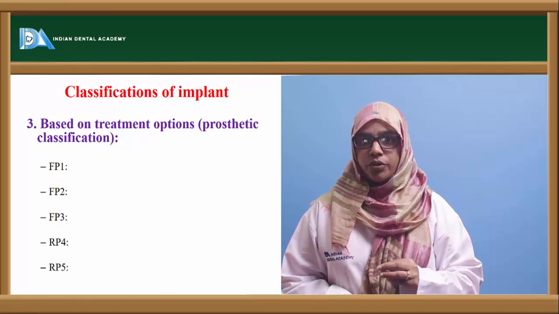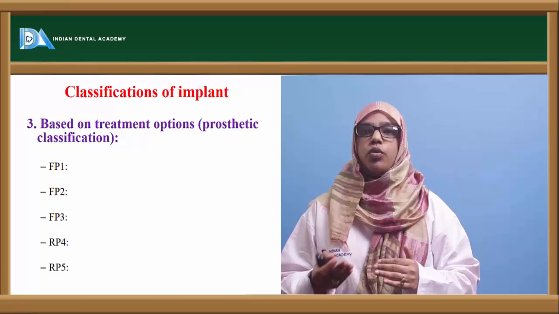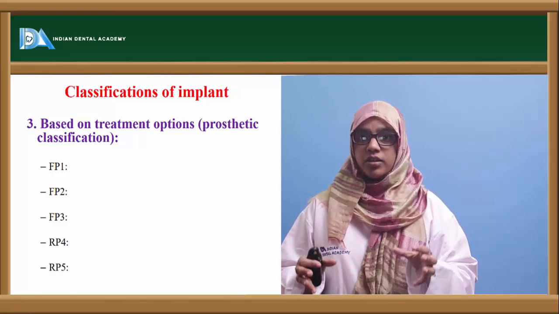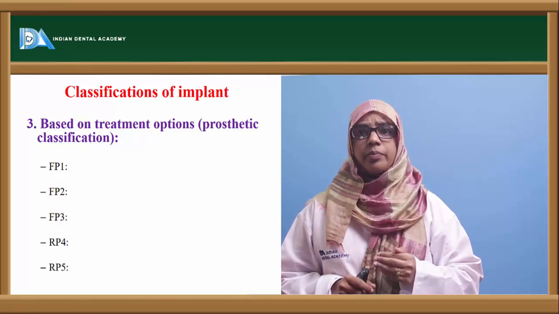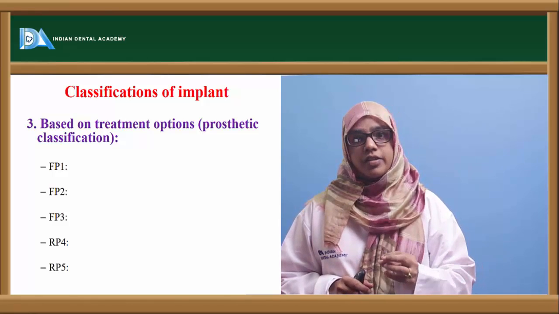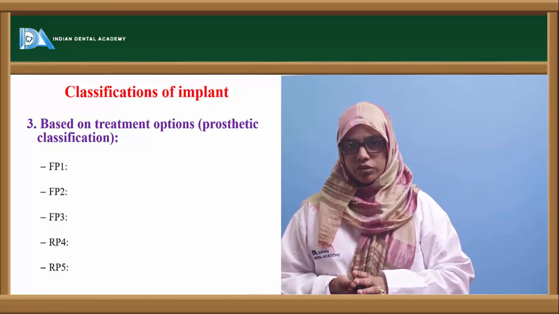Then RP4, these are removable prostheses, wherein you use an implant supported overdenture, wherein the support is totally from the implant. And RP5 is when the anterior support is from the implant and posterior support is from the soft tissue, that is a hybrid denture.